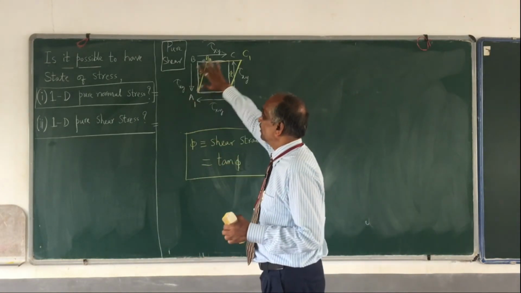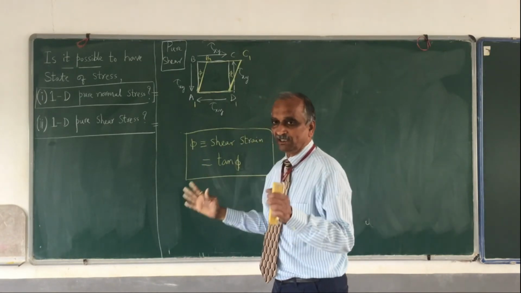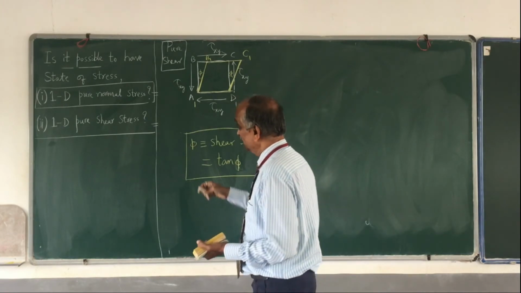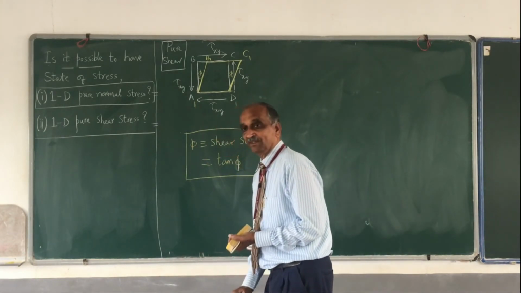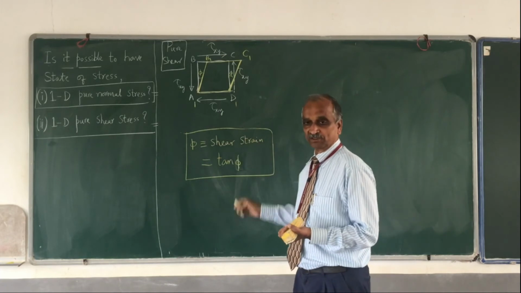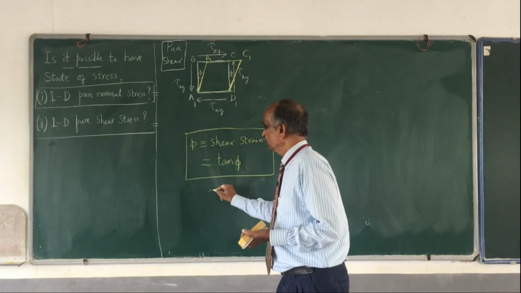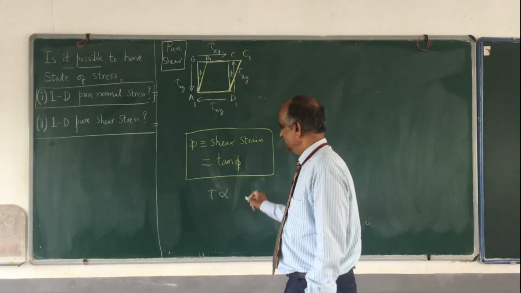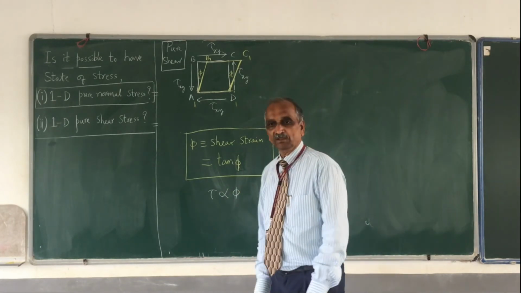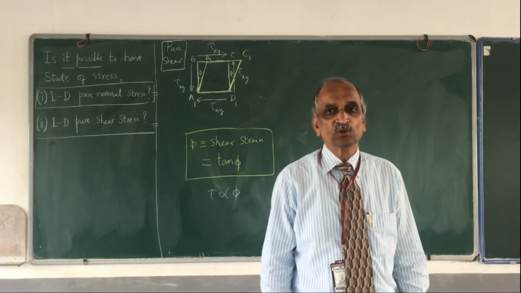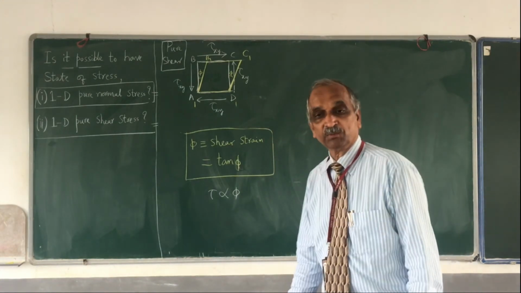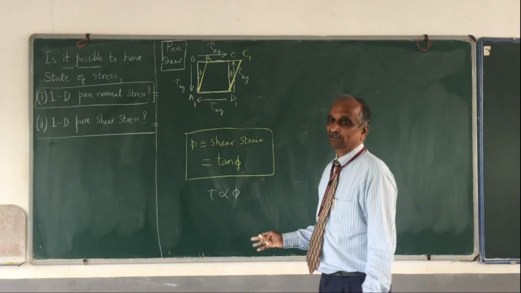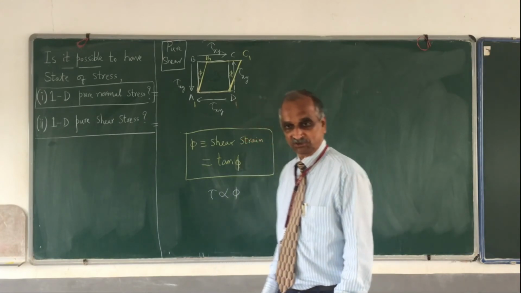And if I am doing all this within the elastic limit, if my values are all within the elastic limit, then Hooke's law is there here also. Hooke's law for shear stress is what? Tau, the shear stress, is directly proportional to what? The shear strain. What is that? Phi. Tau is directly proportional to the shear strain within elastic limit. This is Hooke's law for shear stress.